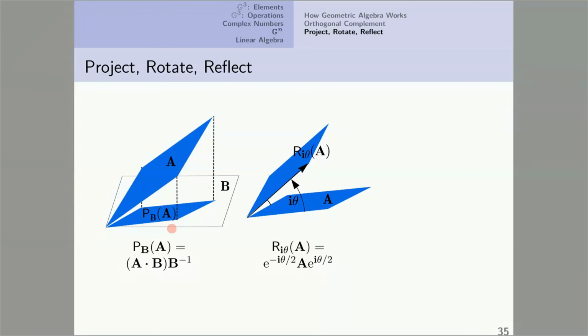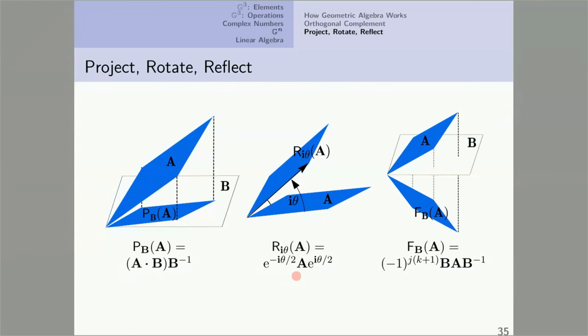Rotations. Again, I'll start with A. I'll rotate A by an angle I theta, a bivector angle I theta, to obtain the rotation by I theta of A. Here's the formula. You see that it's the same formula we developed earlier for rotating vectors.